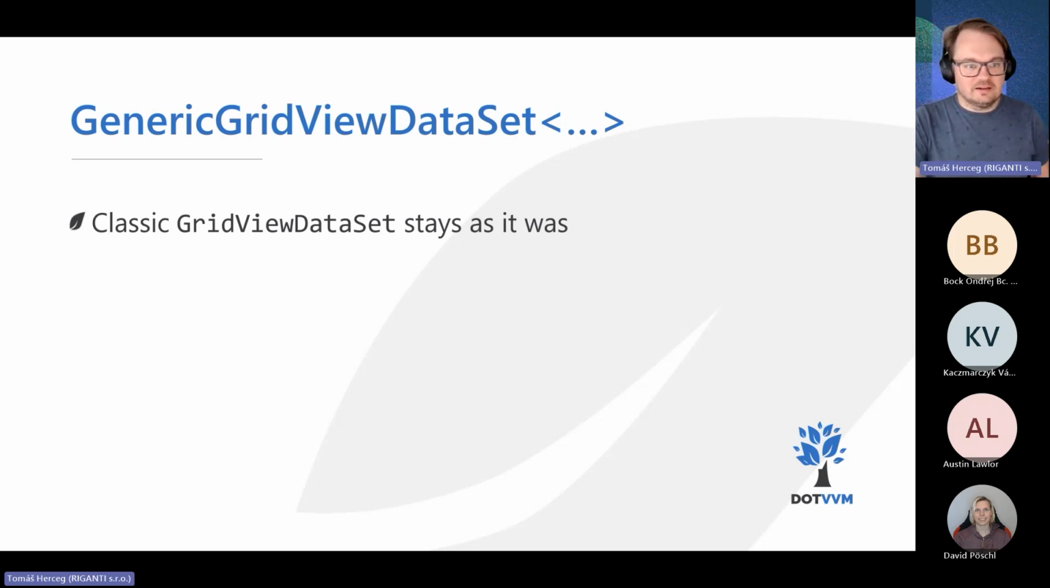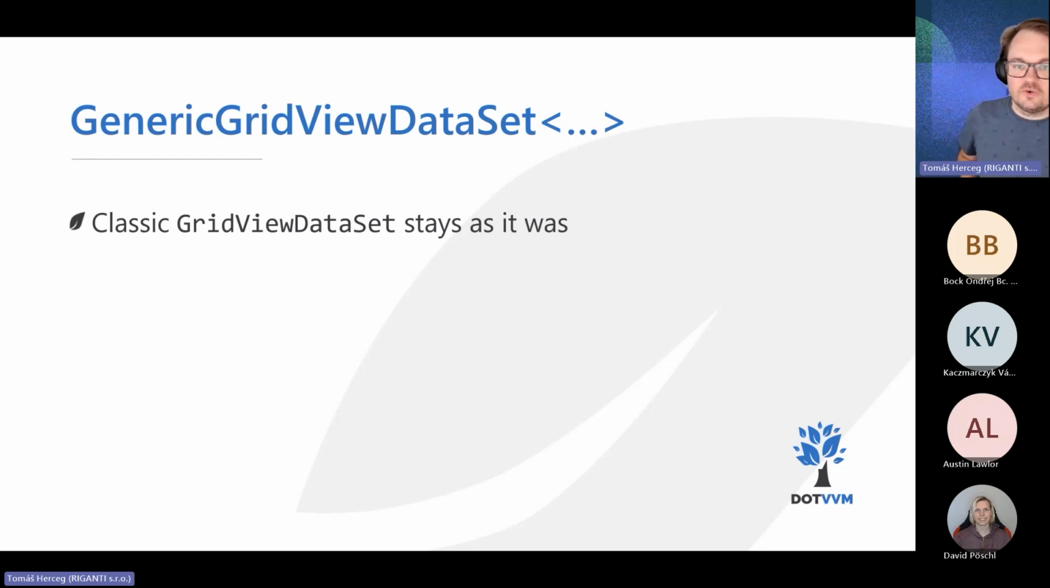The GridView dataset class remains without changes. It should be as it was, but we changed the base class. In previous versions of DotVVM, GridView dataset didn't inherit from anything. It just implemented a few interfaces. Now it inherits from a generic GridView dataset, and it implements way more interfaces because we split several interfaces into even smaller pieces. But it's necessary for what we want to do.